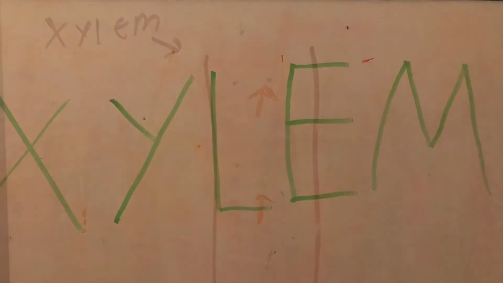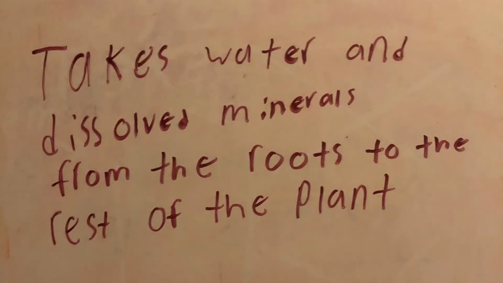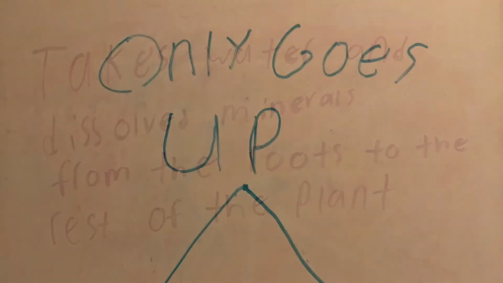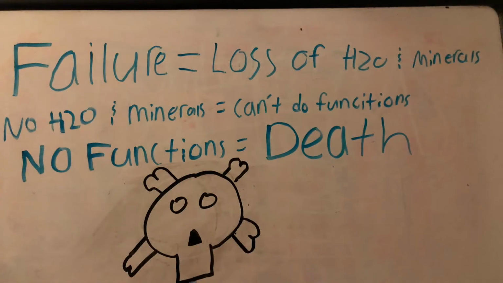This is my plant animal biofauna. We have plants first. Here's my xylem. As you can see in this picture, the xylem brings things up. These things are water and dissolved minerals from the roots to the rest of the plant. Only goes up. Without this, the plant would die because it couldn't do its functions. And if you can't do your functions, you're pretty much dead.